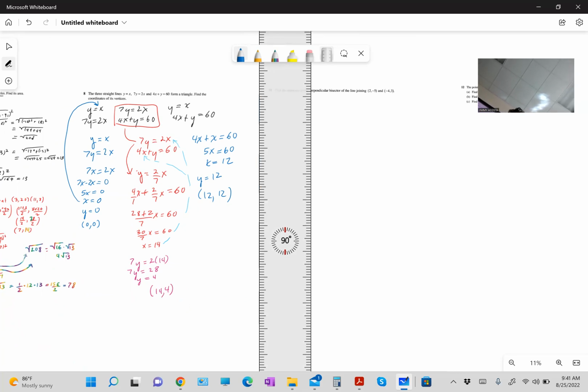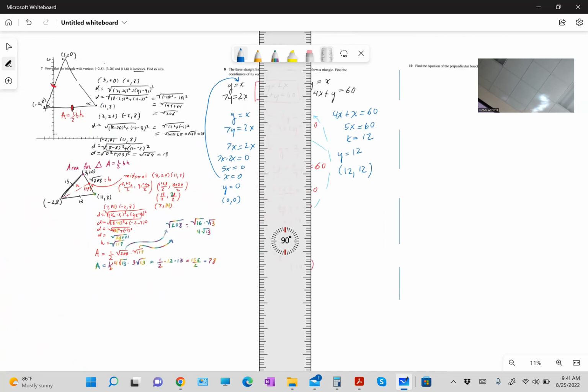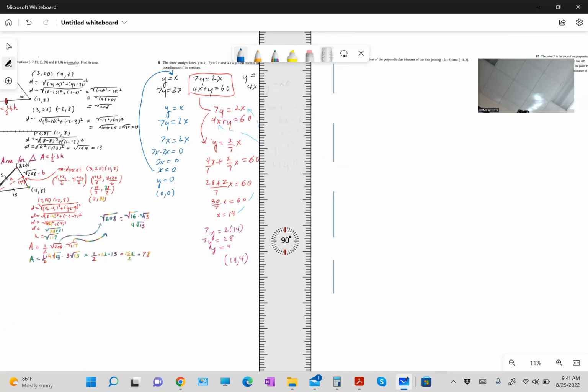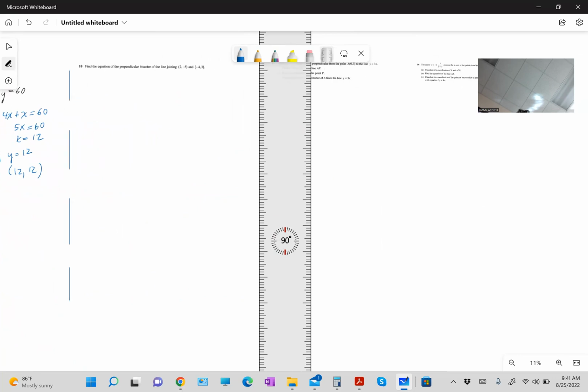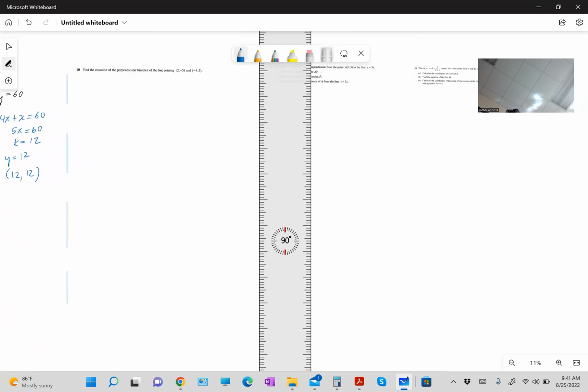All right, guys, am I being thorough enough for the notes? Okay, I think it's thorough enough. I'm going through each and every single step. I hope you see that what I'm going to be testing you on is: do you know how to do the distance formula? Do you know how to do the midpoint? Do you know how to do a perpendicular bisector? Can you write an equation?